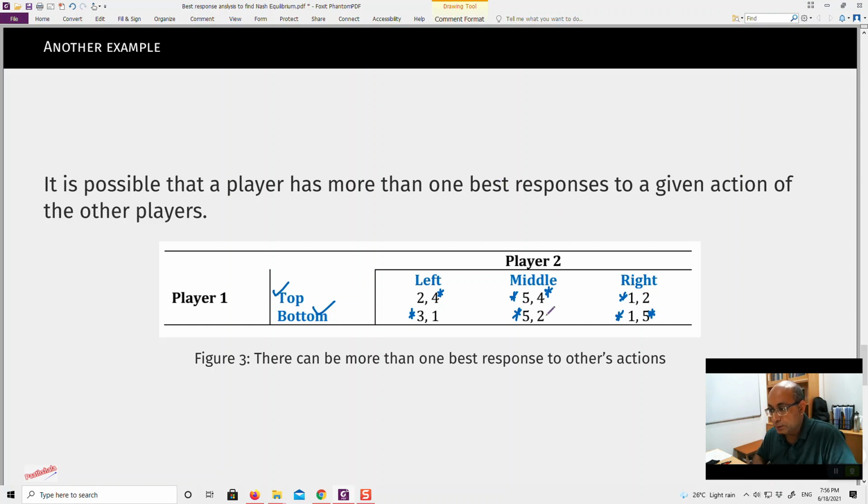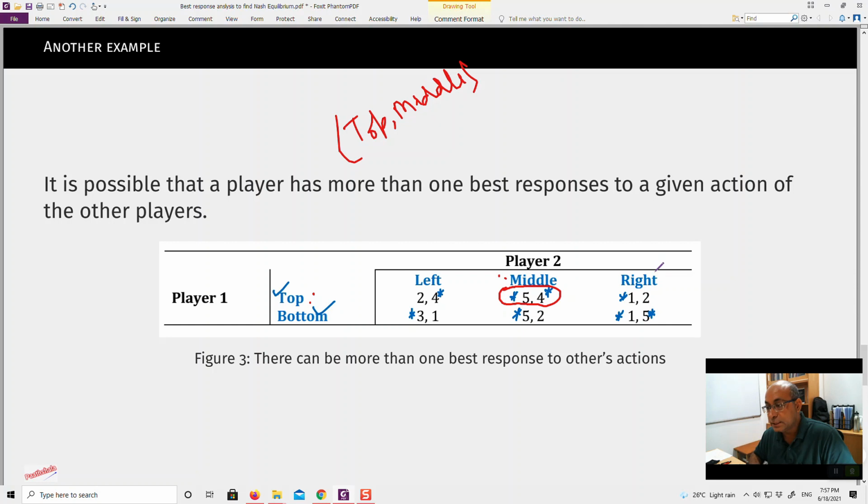Let's see what the Nash equilibriums are here. This is one cell where we have mutual best responses. Top is a best response against middle by player 2, while middle is a best response against top by player 2. So we realize that one set of actions that gives me Nash equilibrium is top, middle.